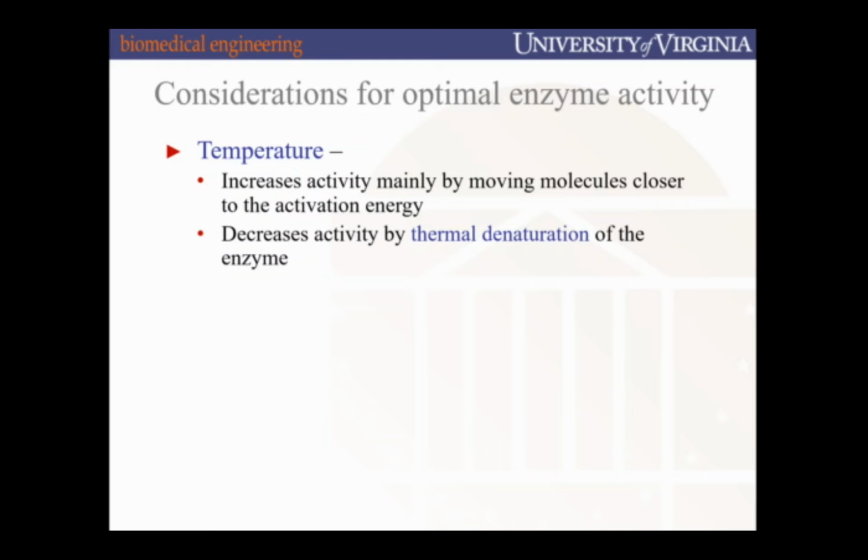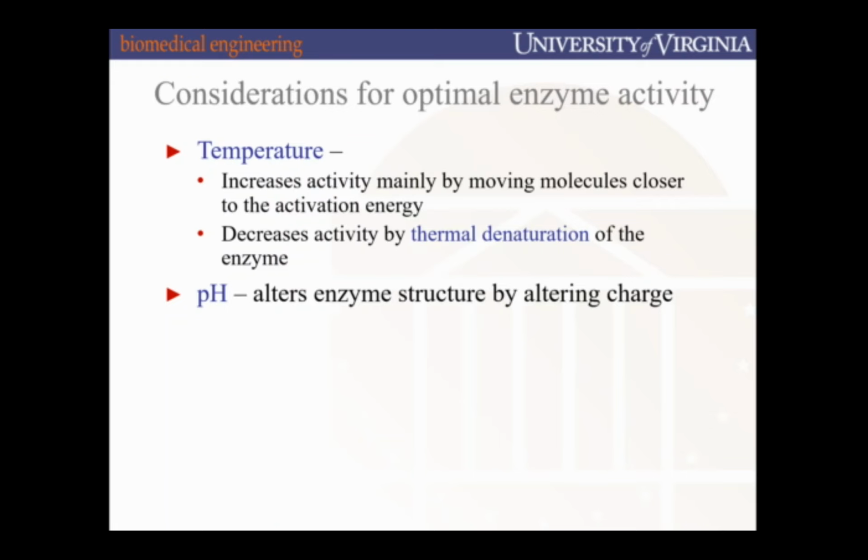But if the temperature rises too high, the enzyme itself will become denatured and no longer able to function as a catalyst. Thermal denaturation means the enzyme begins to unfold and loses its conformational structure at higher temperatures due to excess thermal fluctuations. Another thing that affects enzyme activity is pH.